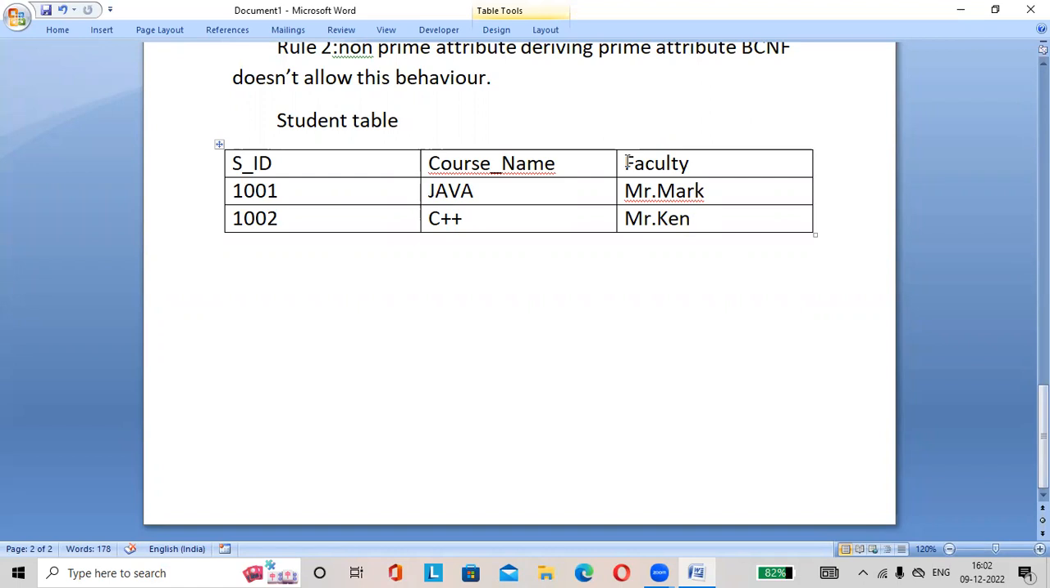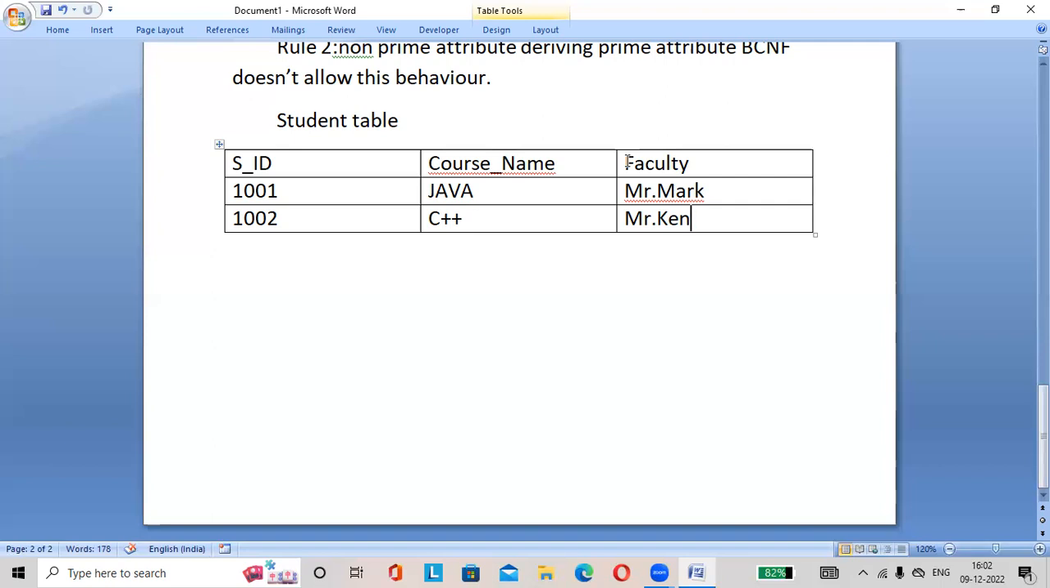What does third normal form state? Rule 1: it must be in second normal form. Then next, there should be no transitive dependencies. So here, no transitive dependencies. Yes or no? So it is satisfying all the three rules. Yes or no?